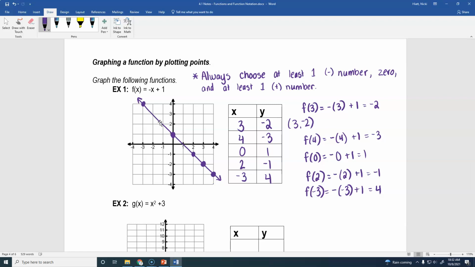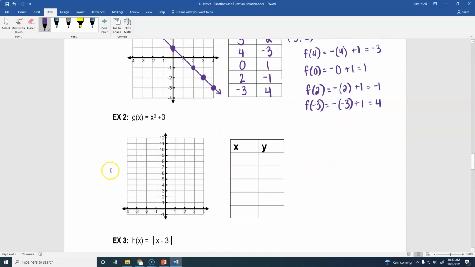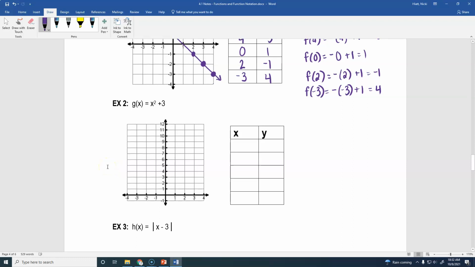This works for all types of equations, even if they're a little bit weird. So, let's look at the second one. I've got x squared plus 3. So, Alyssa, give me a number. Alright, so if I plug in negative 2, that would be negative 2 squared plus 3. Alyssa, what is negative 2 squared? Perfect. It's positive 4 plus 3, which is going to give us 7. So negative 2 is 7. So I'm going to put that here.